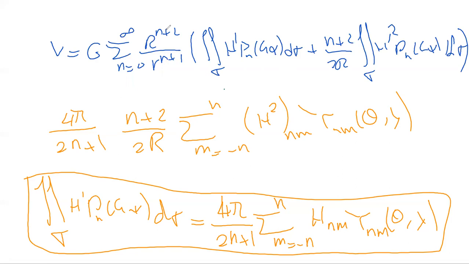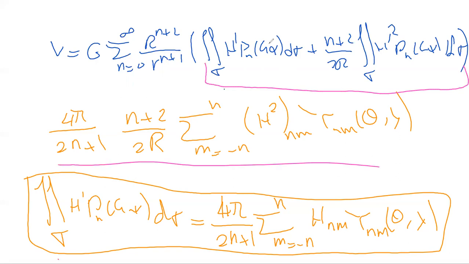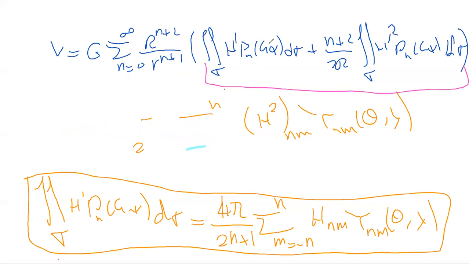Now, these two terms are simplified to this. So if we insert these two formulas back instead of the integral one, we come to the following spherical harmonic solution.